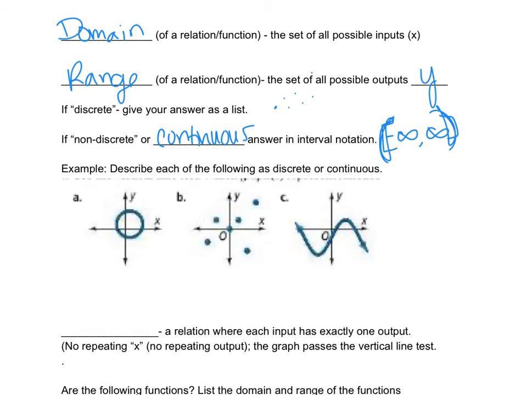Describe each of the following as discrete or continuous. So letter A, is it continuous? Yes, because it is a solid line. B is discrete because they're just a bunch of dots. And then C, of course, is continuous.